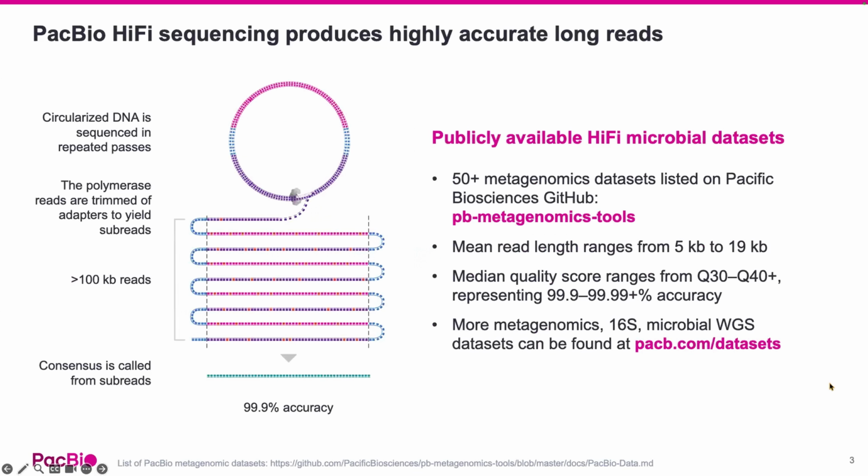Like I said, HiFi reads really combine the best of two worlds: high accuracy and long read lengths. You get the accuracy that you would typically get with short reads, but at 100 times longer length. This is possible because we circularize the DNA in the library prep process using SMRTbell adapters, which are hairpin adapters. And then we make multiple sequencing observations on the same stretch of DNA from a single molecule as the polymerase goes around that molecule.